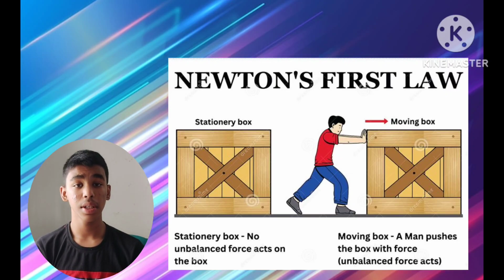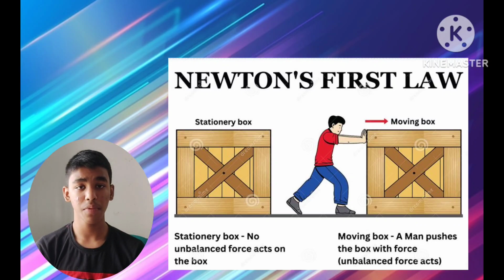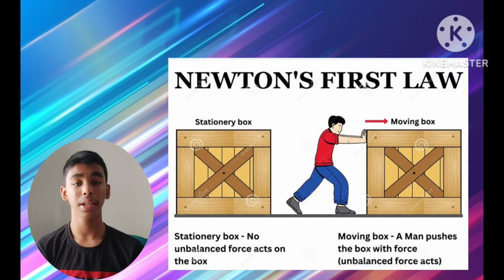So the first Newton's law of motion is that a body will be in the state of rest or in the state of uniform motion unless or until it is acted on by a force. Let's take an example. When you roll a ball, it goes on like that and stops after some time. Why does it stop? It stops because a frictional force is acting on it.